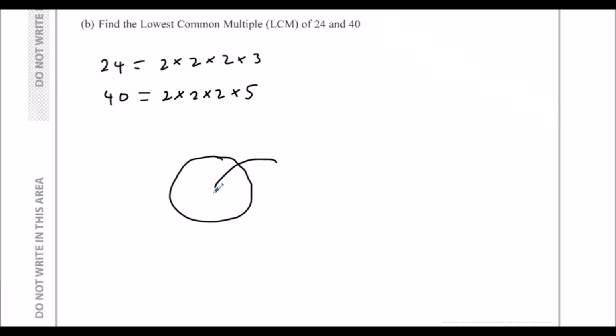So if we've got a 24 circle and a 40 circle, what's in common? 2 times 2 times 2. So 2, 2 and 2 all go in the middle. They're in both 24 and 40. They're prime factors of both 24 and 40. There's also a 3 in the 24 circle and a 5 just in the 40 circle. So the lowest common multiple, that's all of these numbers multiplied together. So 3 times 2 times 2 times 2 times 5.